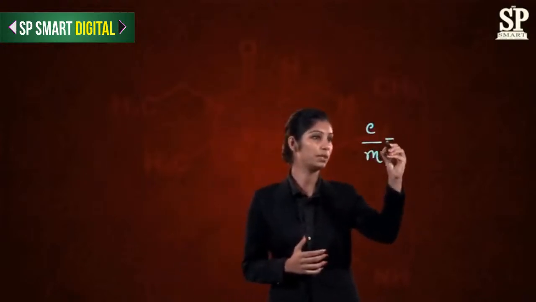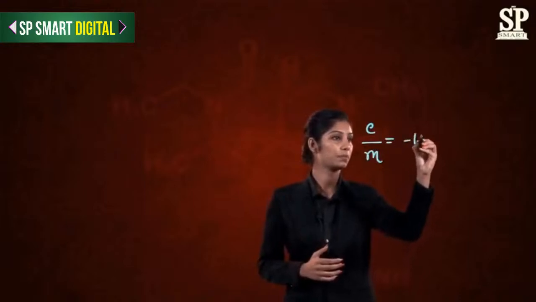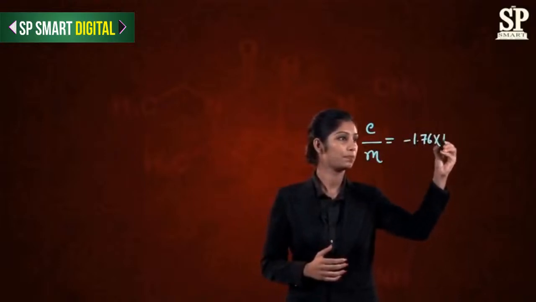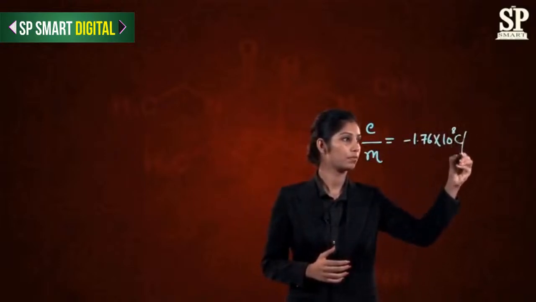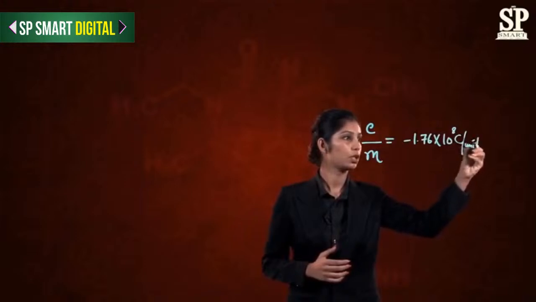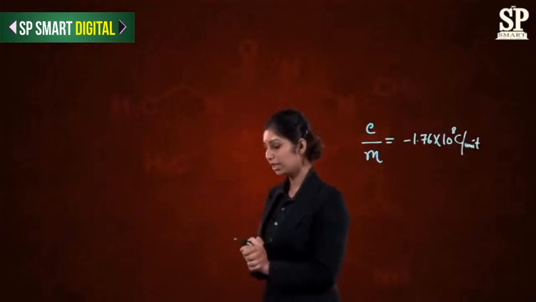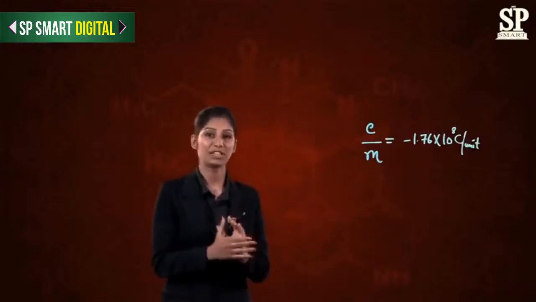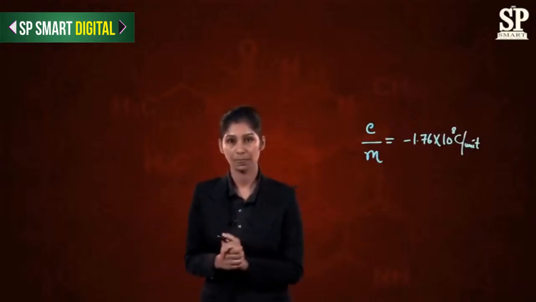J.J. Thomson also calculated the charge to mass ratio with the help of this experiment. This is called the charge to mass ratio, the value of which was given for the electron in coulombs per unit of mass. Coulomb is the unit of measuring electric charge.